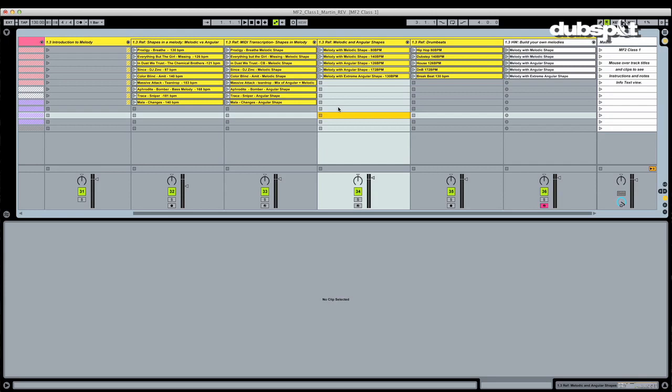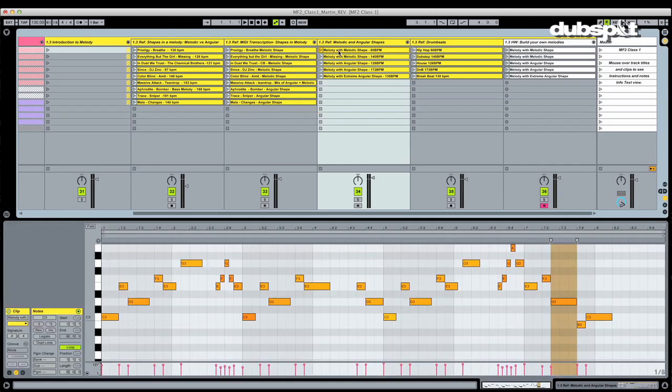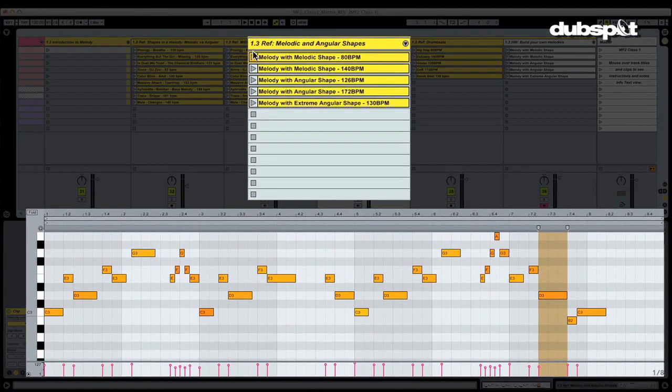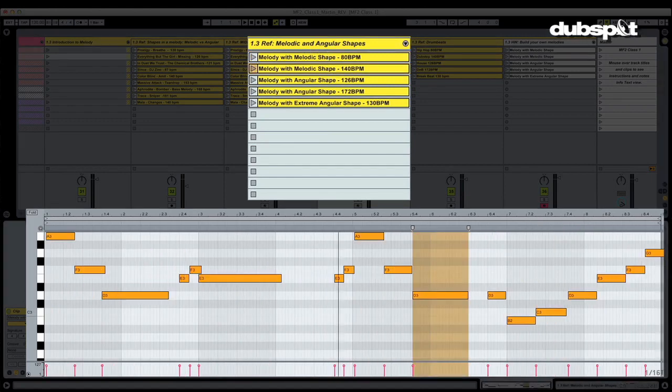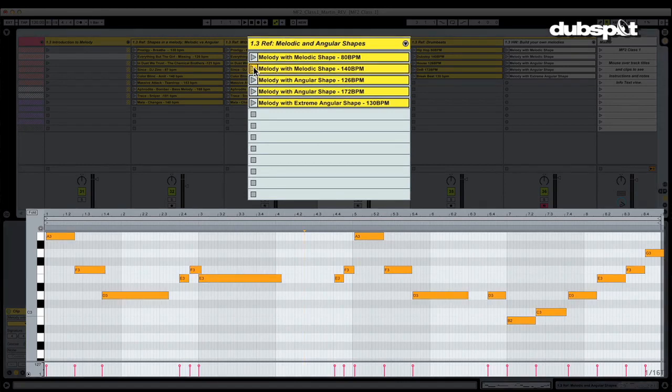Well, a melodic shape is a melody that mostly moves in stepwise and skipwise motion and only occasionally moves in leapwise motion. So what this means is that we don't have huge gaps between the intervals between our notes, all right? And this usually will lead to a melody that's a lot easier to remember and much easier to hum and sing along with. If we look here at track 1.3, our melodic and angular shapes, we can play some of these examples and get an idea of what a melodic shape sounds like. Now again, these melodies are not utilizing a lot of leapwise motion. It's primarily stepwise and skipwise. So let's listen to this melody here.